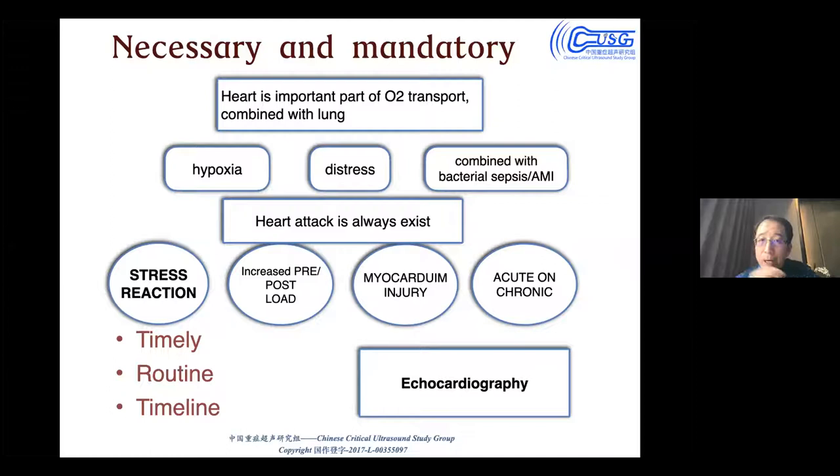Patients get severe manifestations like hypoxia and respiratory distress, maybe combined with bacterial sepsis, maybe acute myocardial infarction. Heart attack always exists in the whole process of COVID-19 pneumonia and ARDS. There may be lots of reasons, but we emphasize that echocardiography examination for these patients is necessary and mandatory.